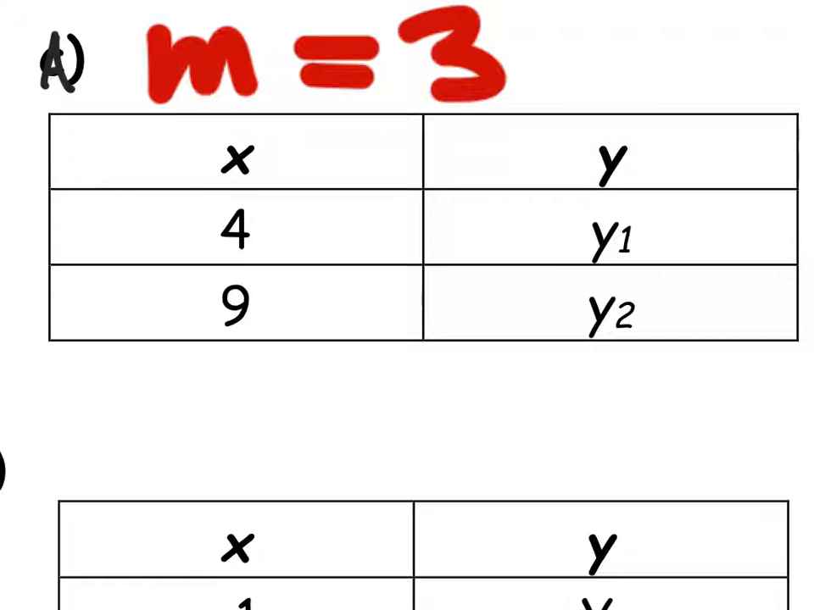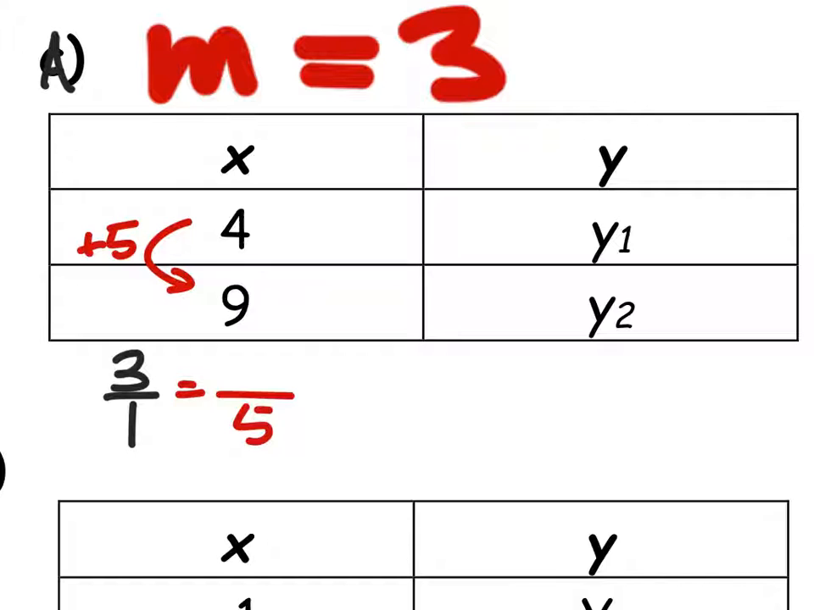All right, so once again, we're just looking for a proportional relationship where the slope is 3 over 1. Again, the reason why we show this as a fraction is so that we can see the rise and run between these two. And this one has a run of 5, so this should equal something over 5. And again, these are proportional, so they're equivalent fractions.